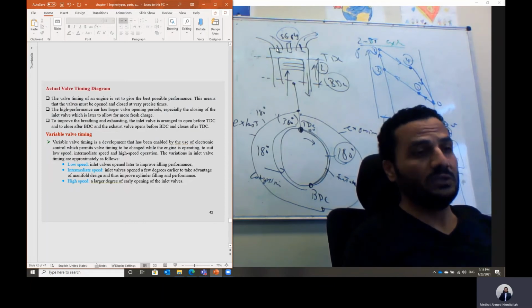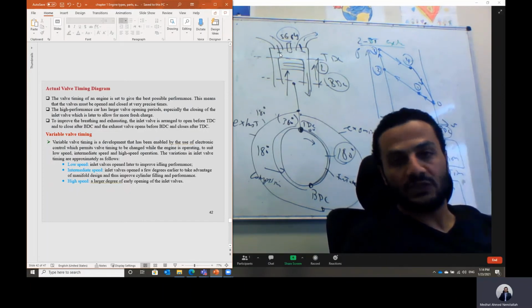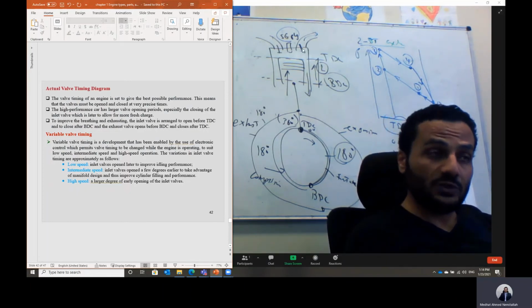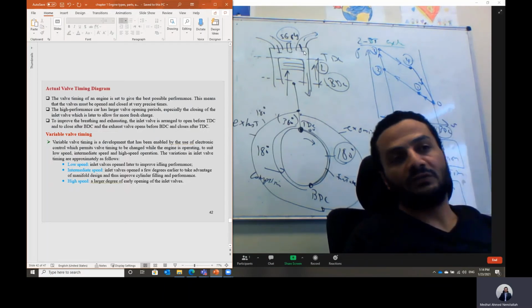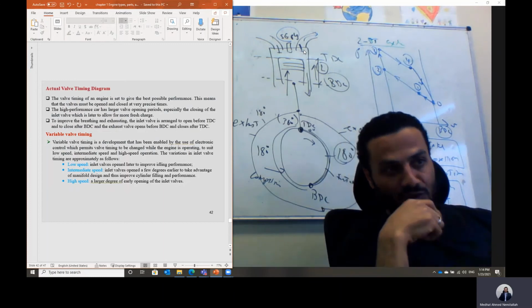At high speed, we just need more air plus fuel. So we need to extend the opening time for the intake valve. Likewise, we need to extend the opening time for the exhaust valve in order to make sure all of the exhaust gases has left the engine.